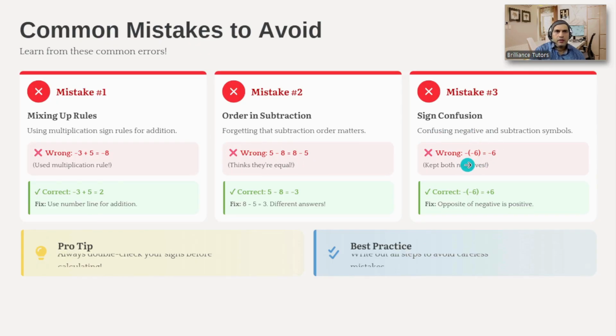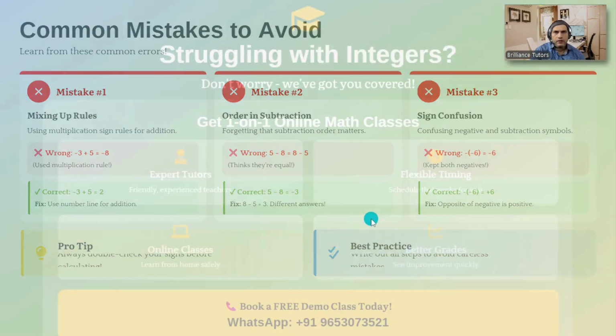Sign mistakes, like minus minus 6 is not minus 6. Keep both negatives. So the correct one is minus 3 plus 5, that is 2, and 5 minus 8 is minus 3. Fix: 8 minus 5 is 3, a different answer. Minus minus 3 is plus 3, opposite sign, you can see.